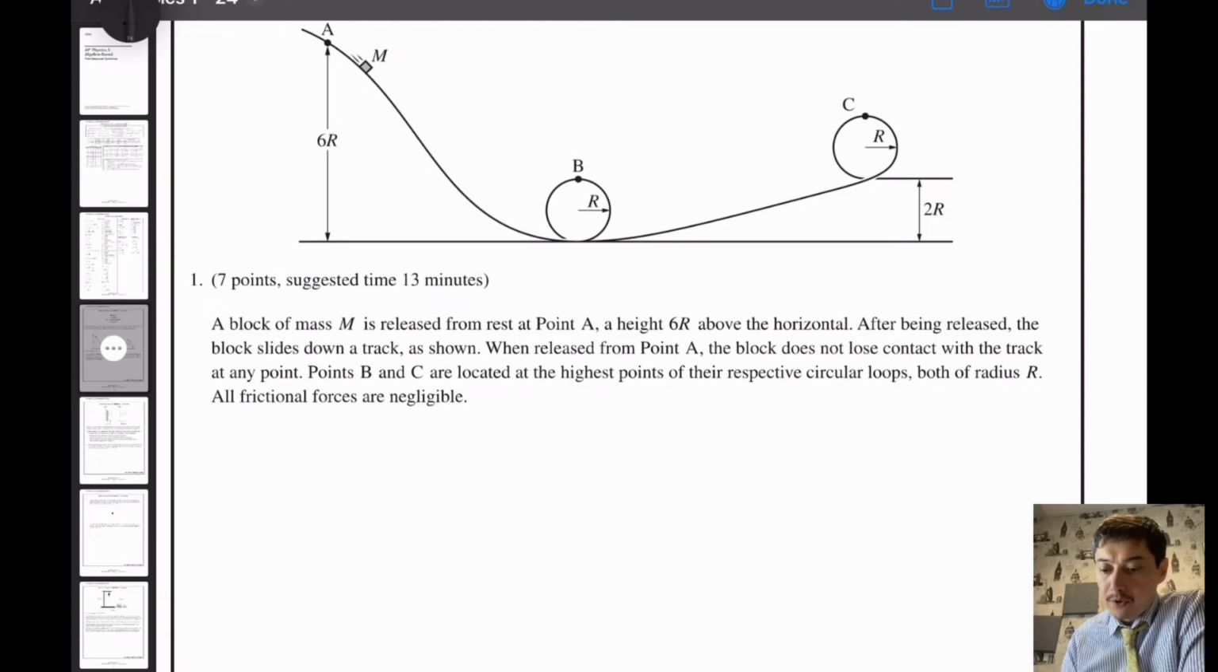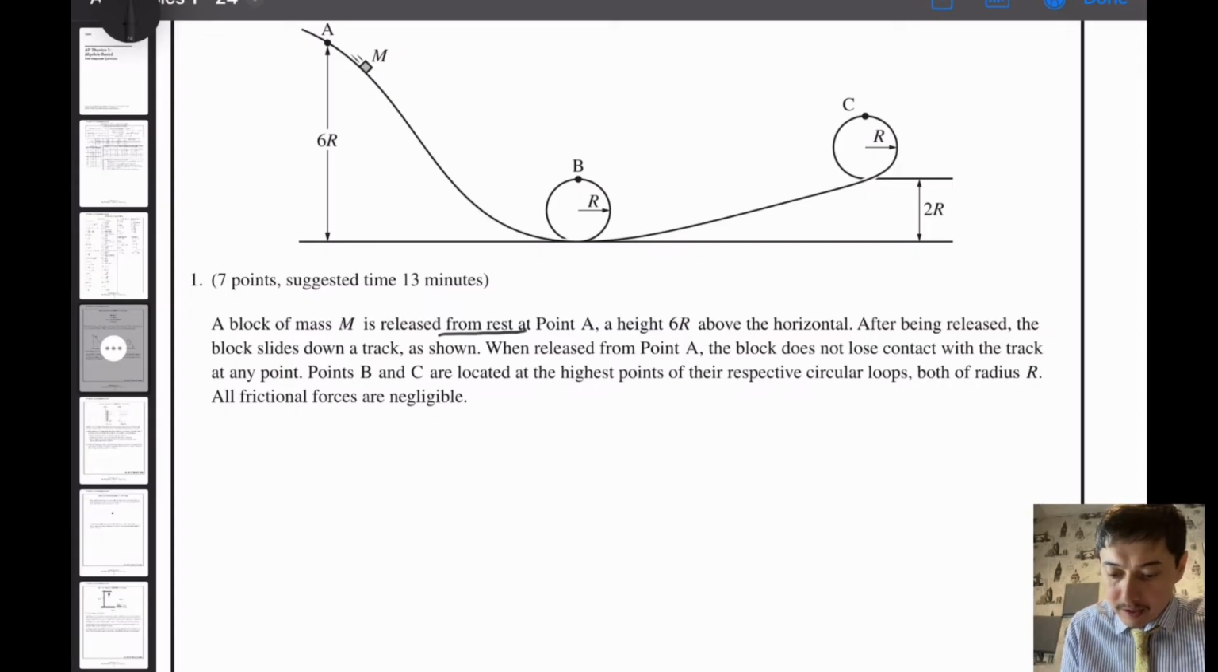When released from point A, the block does not lose contact with the track at any point. Points B and C are located at the highest points of their respective circular loops, both of radius r. All frictional forces are negligible. So, before we start here, let's highlight the important points in the problem statement.